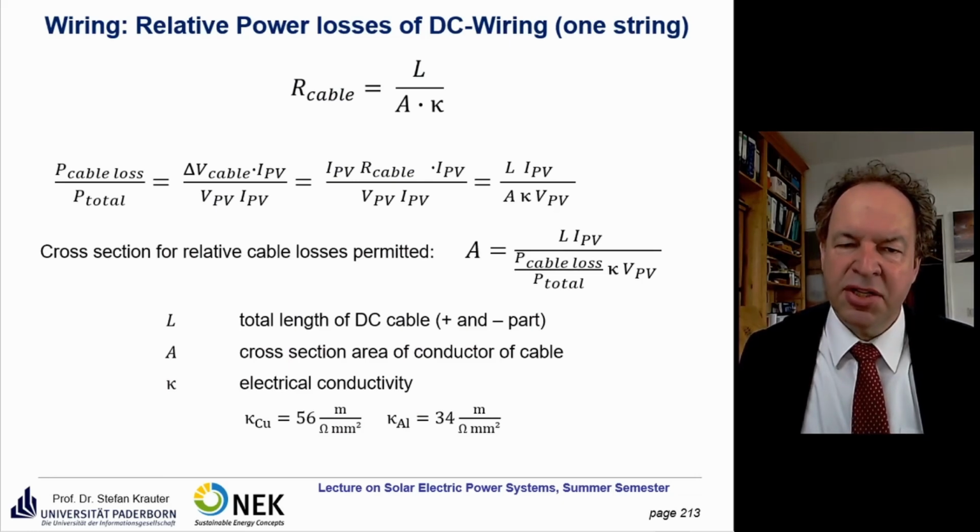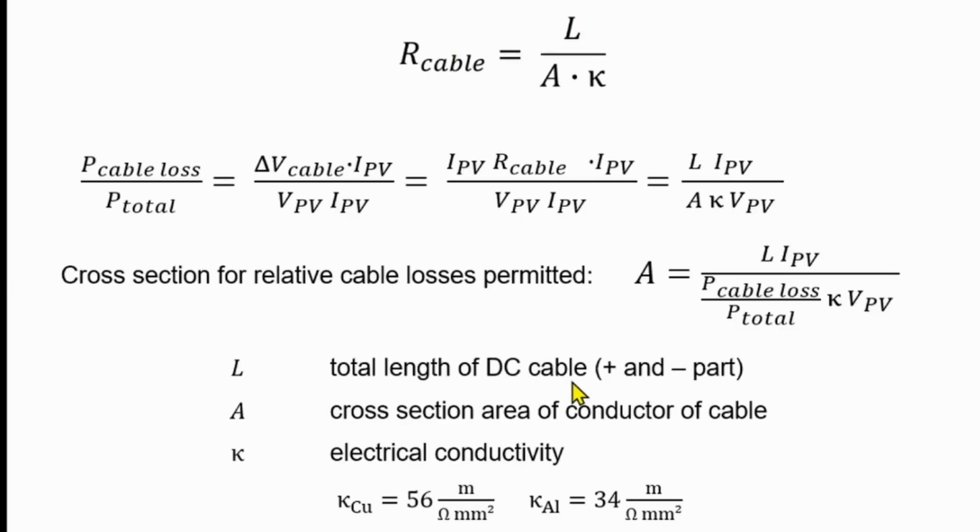This is a calculation here. You have the resistance of the cable, consisting here of the length of the cable. Consider both lengths, the positive part and the negative part. Then you have the cross section of the conductor cable, for example 4 millimeter square or 6 millimeter square are typical values. And that's the electrical conductivity of your cable.